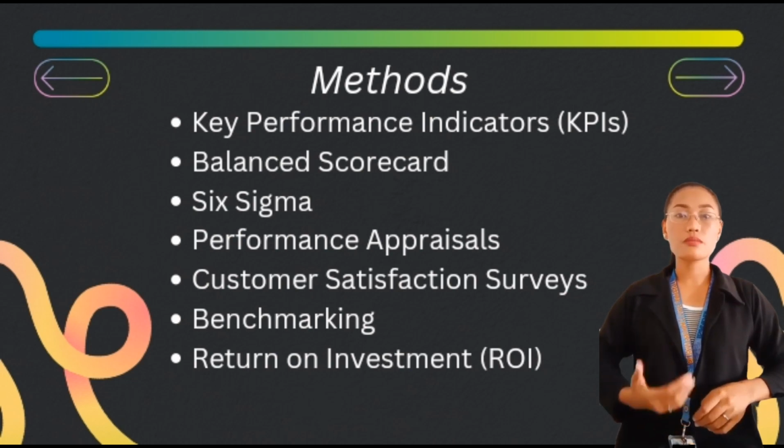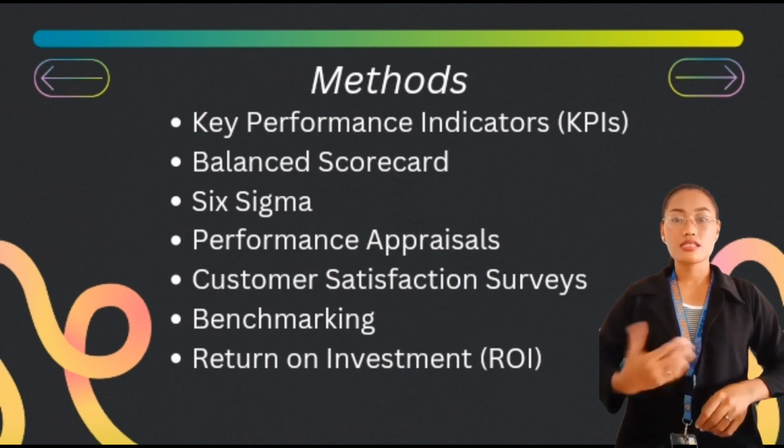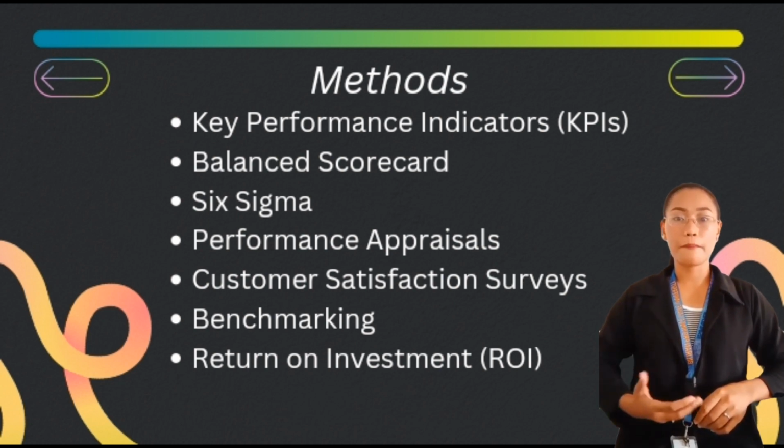Fifth is customer satisfaction surveys. Customer satisfaction surveys measure customer satisfaction with the product or service. They can be used to identify areas for improvement and improve customer loyalty. Sixth is benchmarking. Benchmarking is a process of comparing an organization's performance to industry standards or best practices. It can be used to identify areas for improvement and best practices that can be adopted.